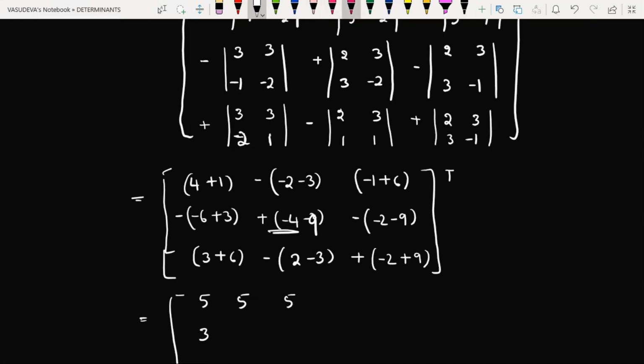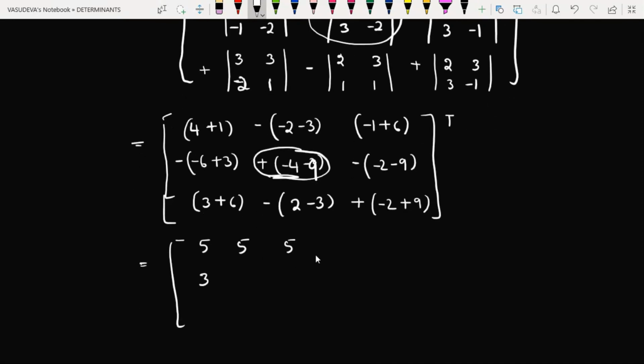So regarding this matrix, regarding this determinant, so just making a correction here. So here this is 2 into minus 2 is minus 4, 3 into 3 is minus 9. So therefore this is minus 4 minus 9 is minus 13, and this is minus 2 minus 9 minus 11. So minus of minus 11 is plus 11.